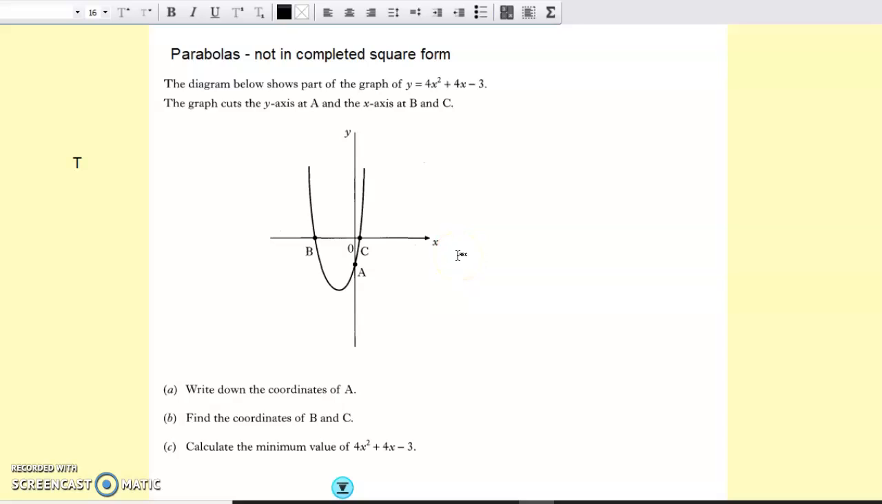Okay, quadratic graphs when they're not in completed square form then. So a parabola is written out in full. Now, if it is of the form just x squared plus 5x plus 3 or whatever, without any numbers in front of the x squared, then you can complete the square if you find that easier to work it out. But if it has got a number in front of it, then we need a different method. So let's have a look at this example here.